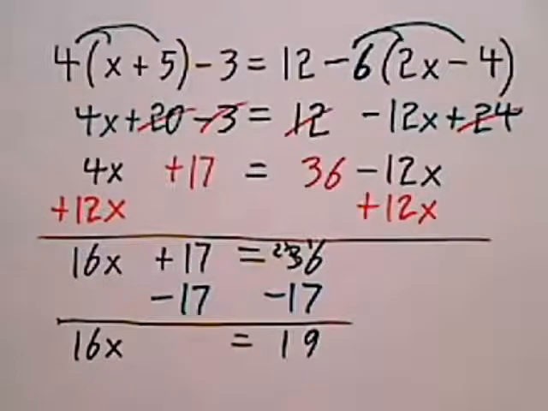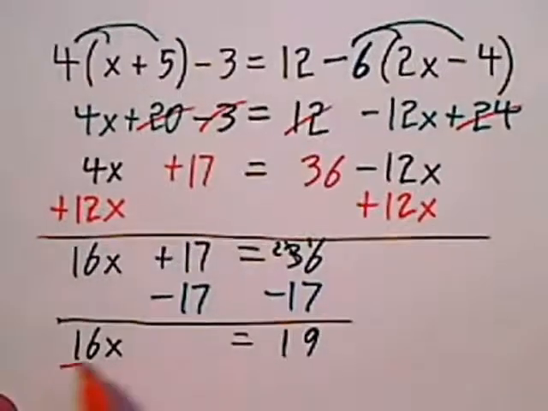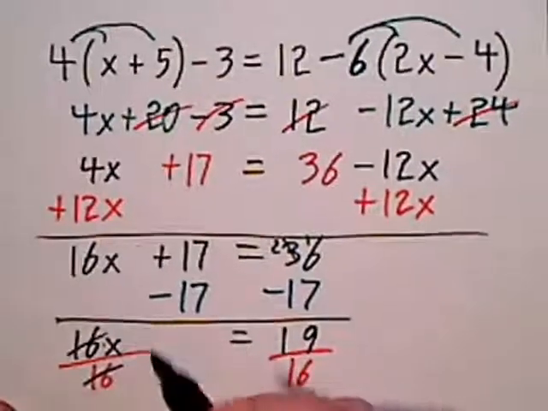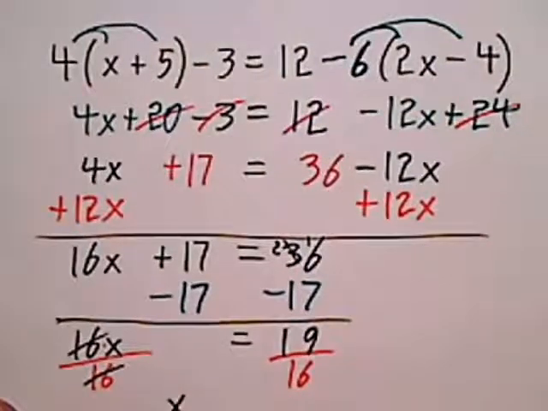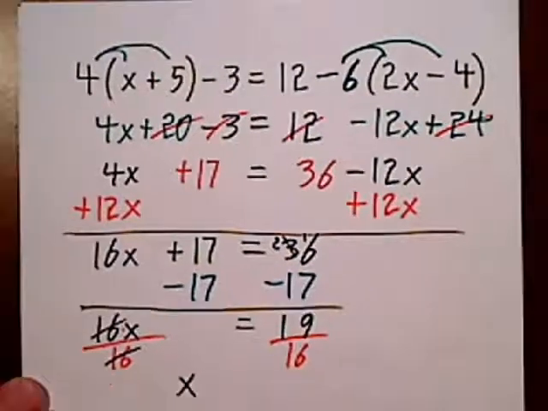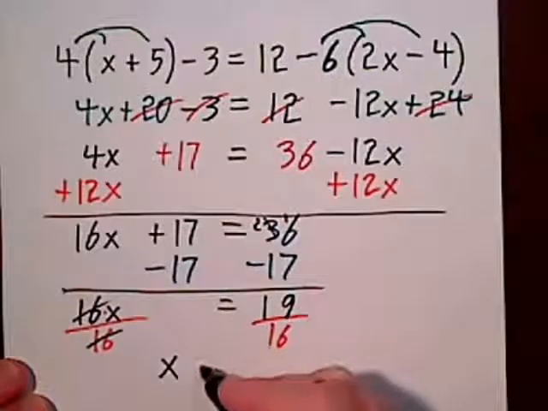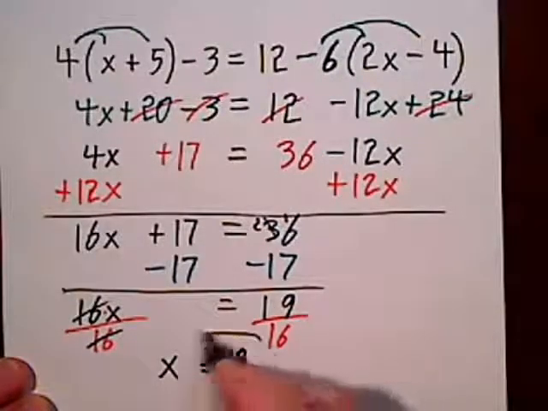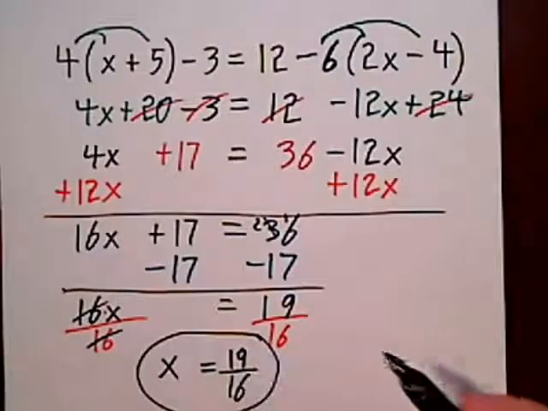And one more step, you have to get rid of your 16. It's held by multiplication. The opposite operation is division. Divide by 16. Divide by 16. 16 goes into 16 once, and you get x equals 19/16. Again, you don't have to write that as a mixed number.